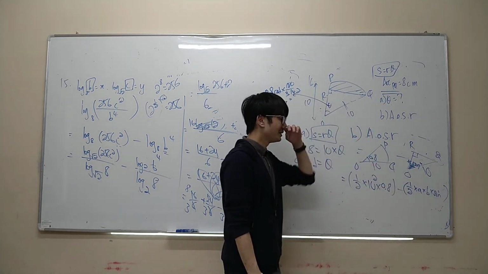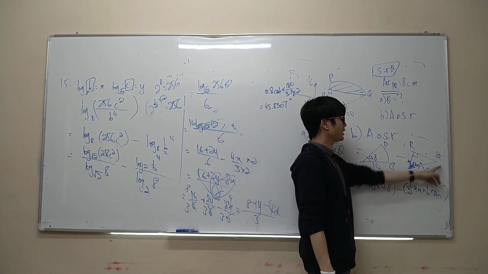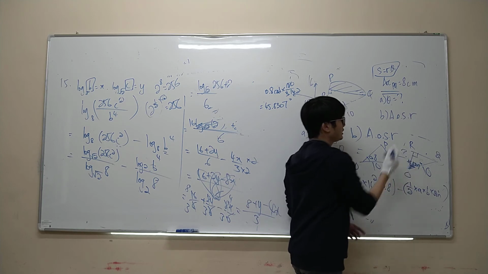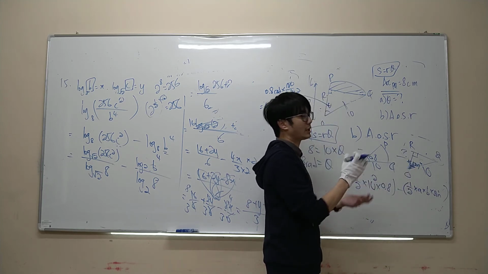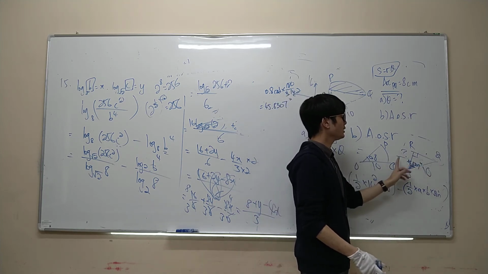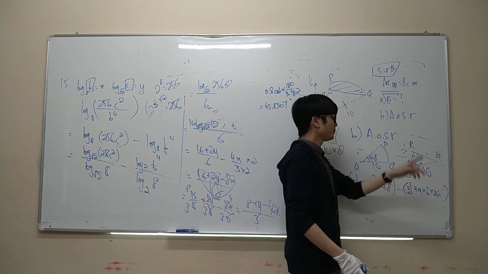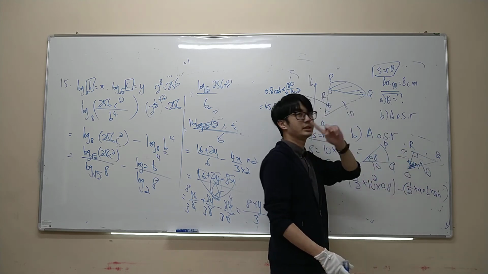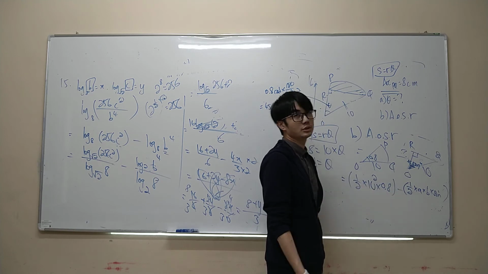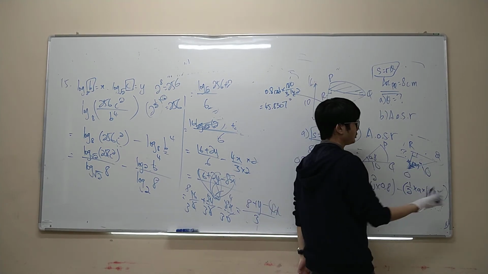Why I choose this formula? Because if I use this formula, I already have the 10 and the included angle. I just need this one only. But if I use the 1 over 2 times base times height, I need to find 2 things. But if I use the 1 over 2 AB sin C, I need to find only one thing. So that's why I choose to use the 1 over 2 AB sin C. But if you use the other formula, you get the same answer.